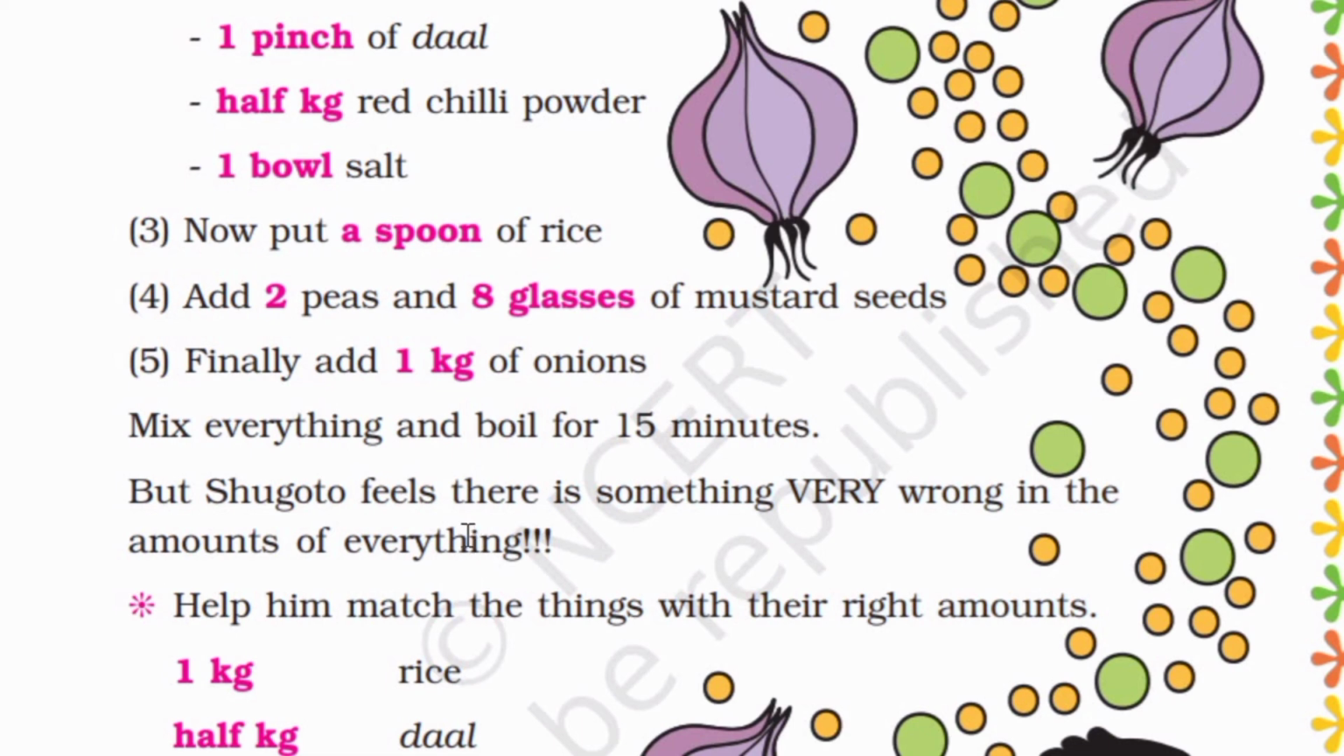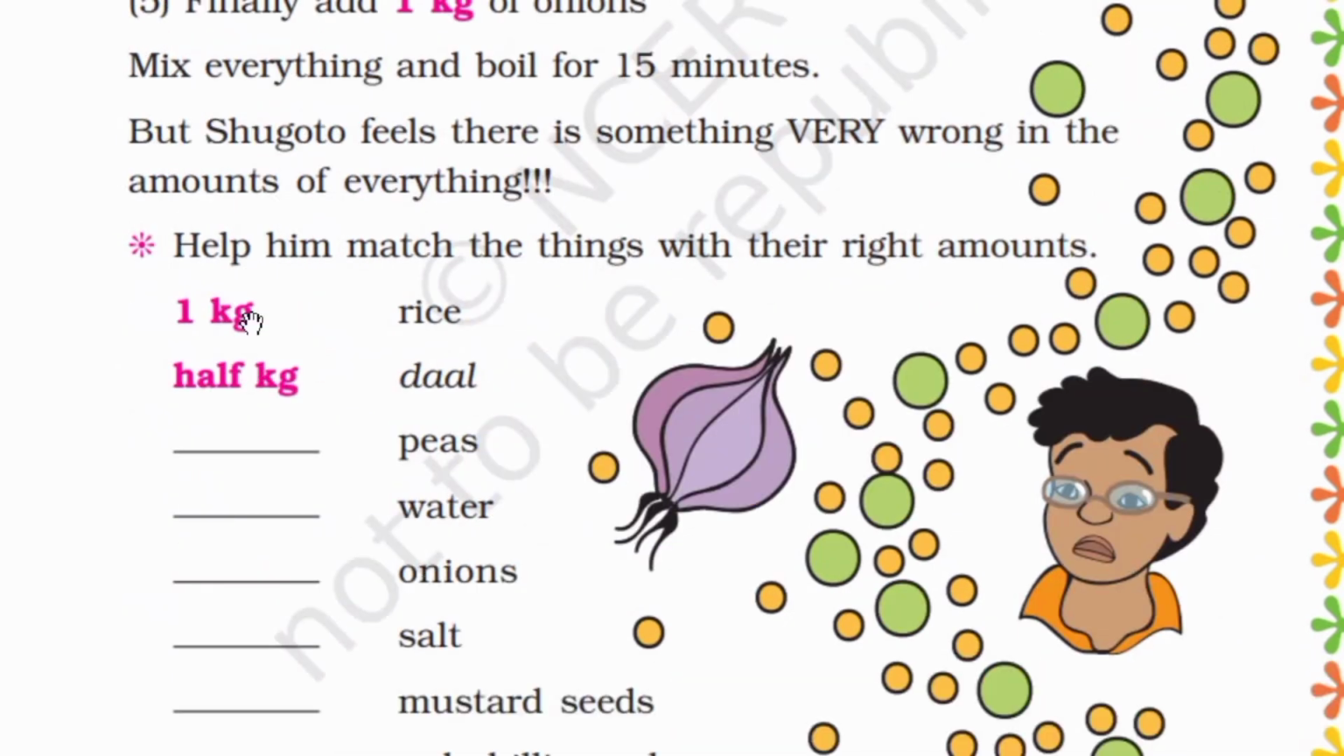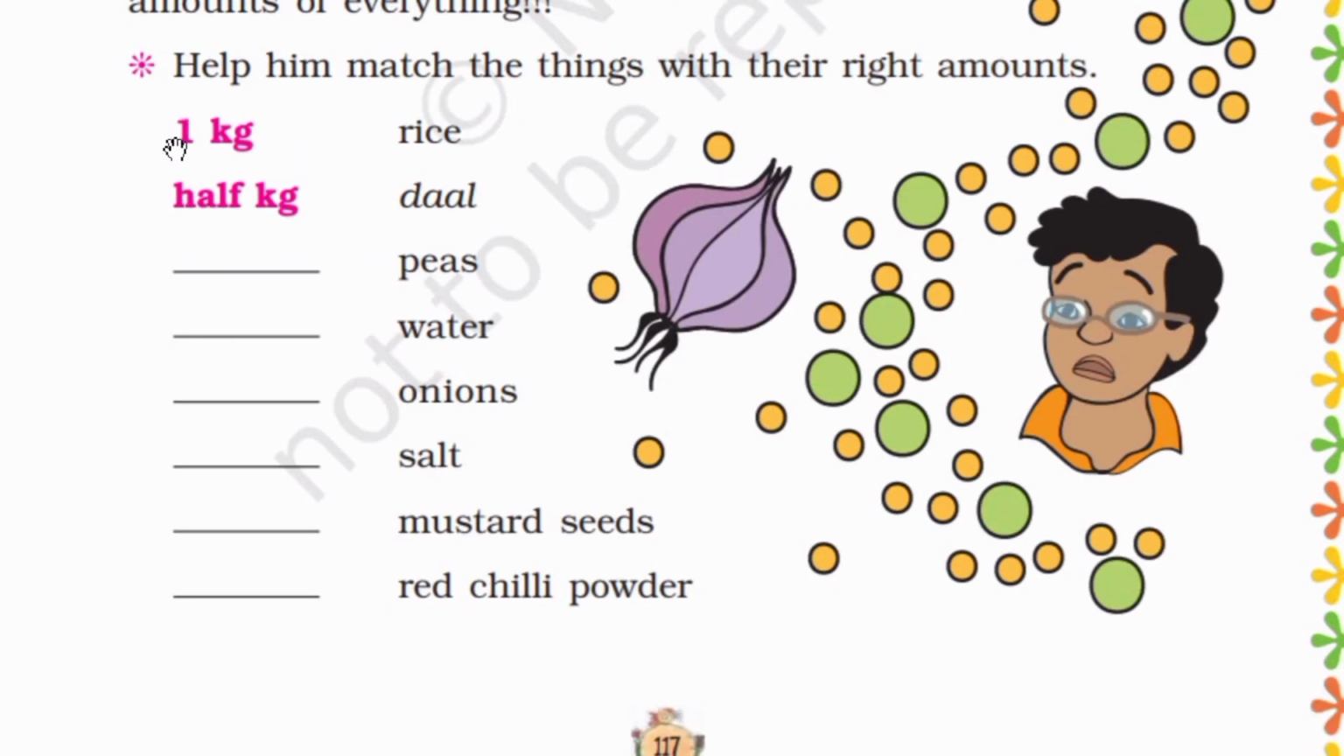But Shugo feels there is something very wrong in the amounts of everything. Help him match the things with their right amounts. 1 kilogram rice, half kilogram dal. Now for peas, water and other things we have to write their right amounts. So here you can write 1 bowl peas, 8 glasses water, 2 onions, 1 pinch salt, 2 spoons mustard seeds, 1 spoon red chili powder.